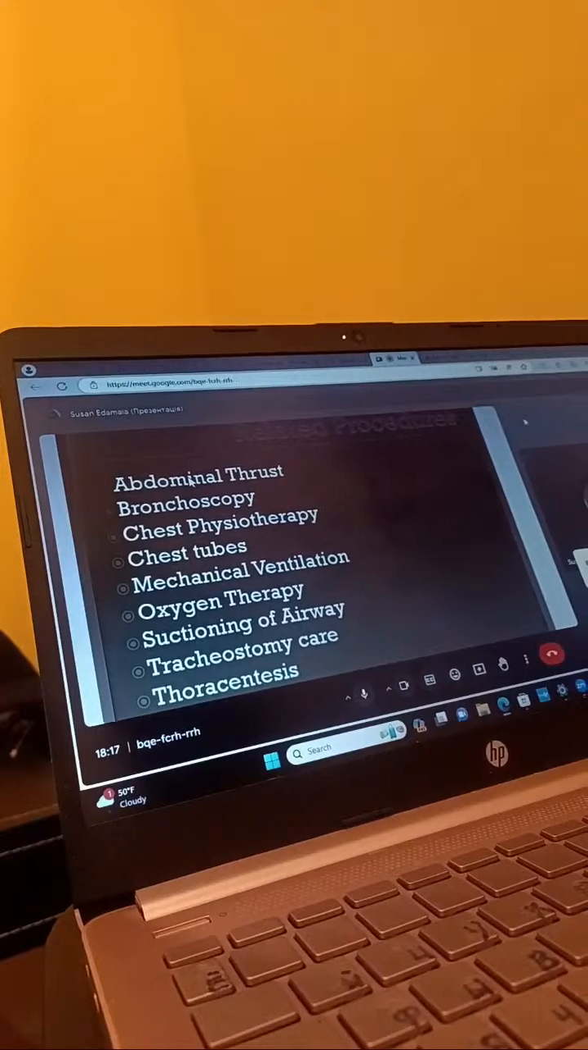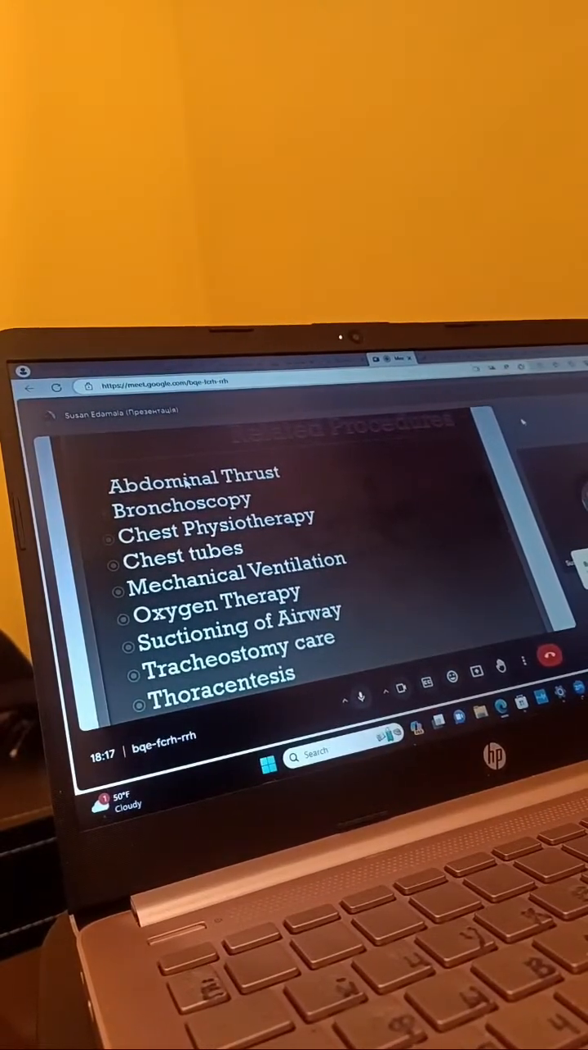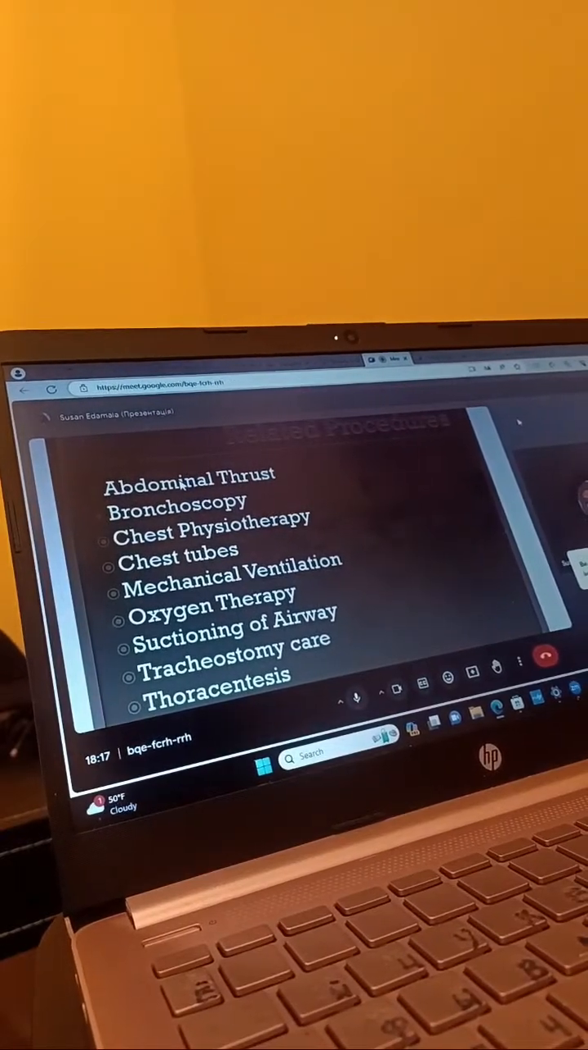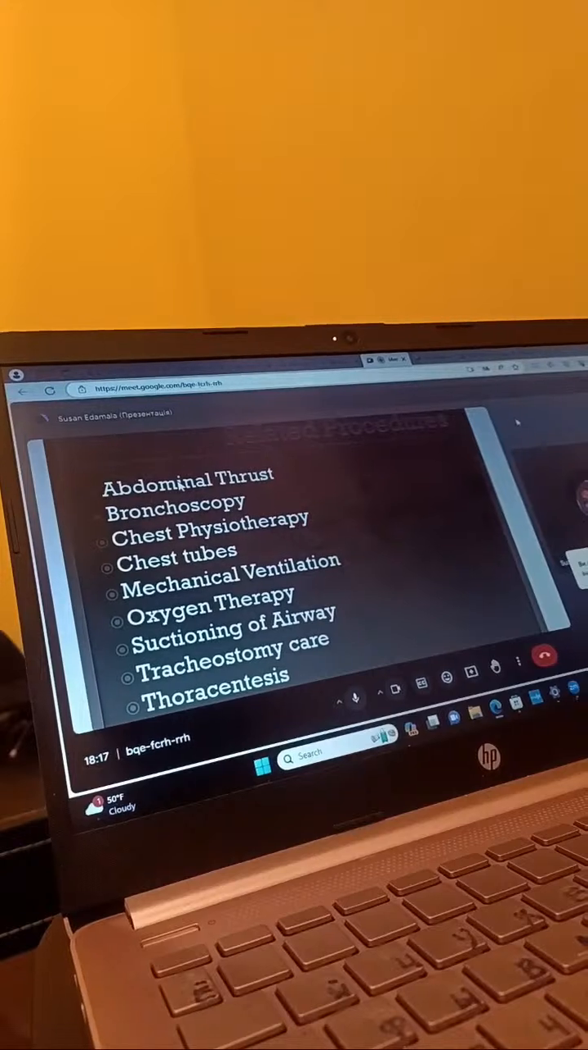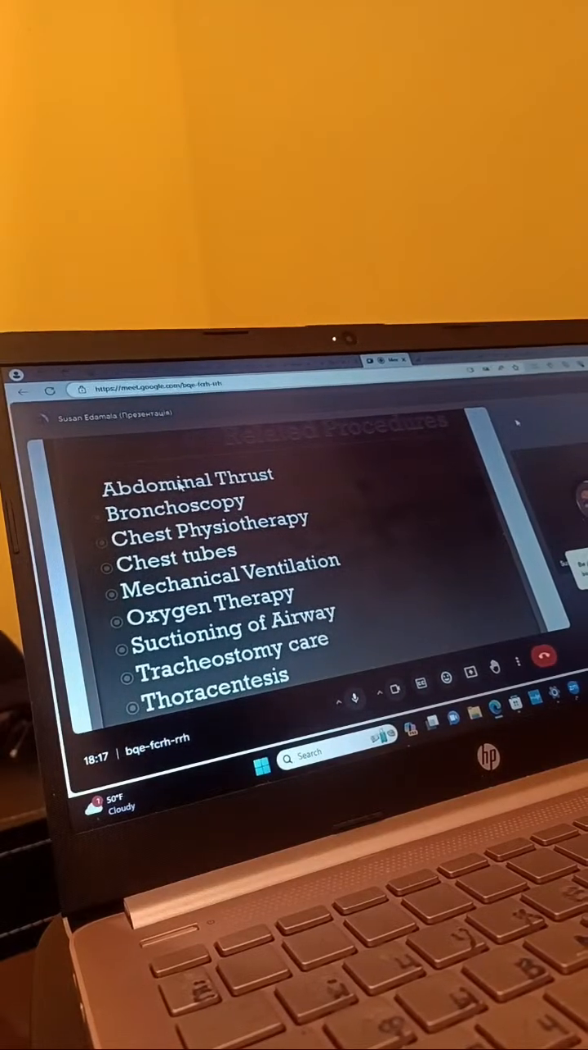Then we know about mechanical ventilation. You know that you use a ventilator. You put the endotracheal tube inside the patient, and then you give breath from the machine to the patient. That's called mechanical ventilation. Then oxygen therapy. This is also a related procedure. Anytime the person is having difficulty breathing, when the saturation is down, we give them oxygen.